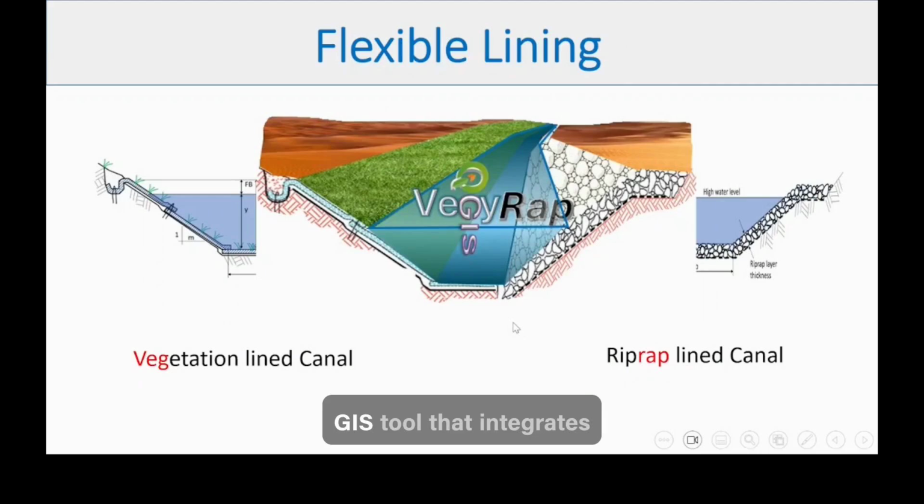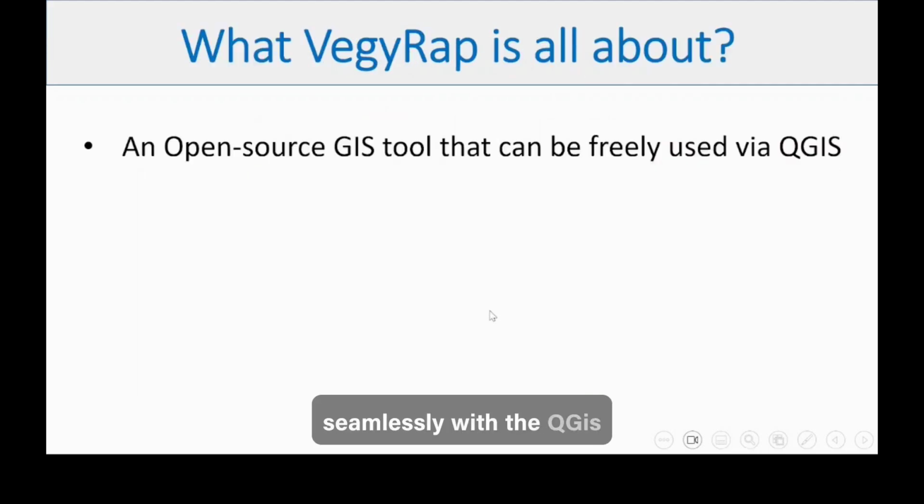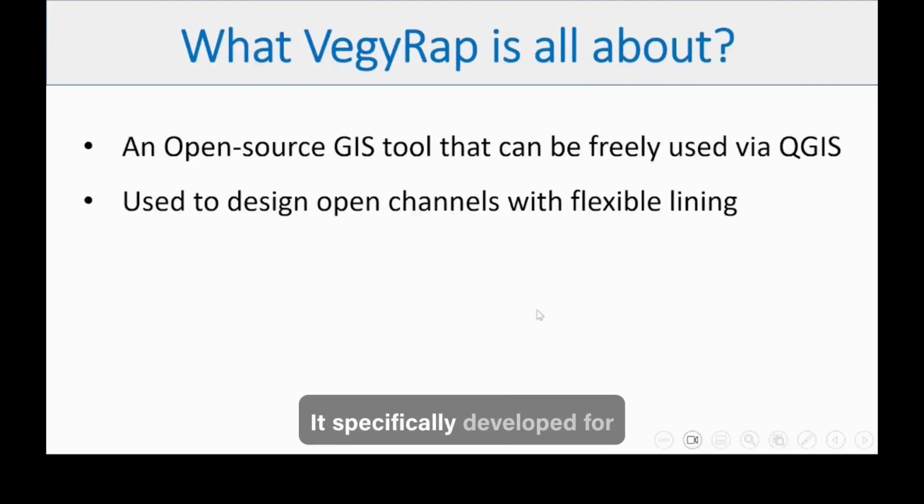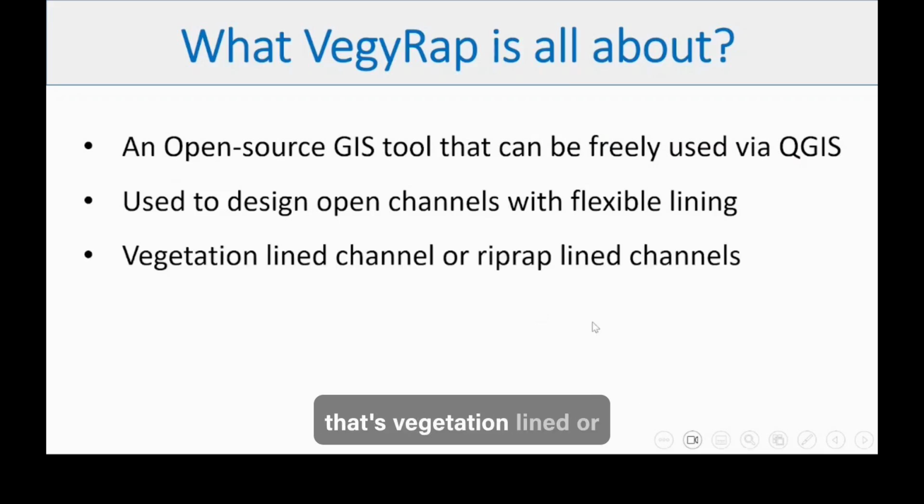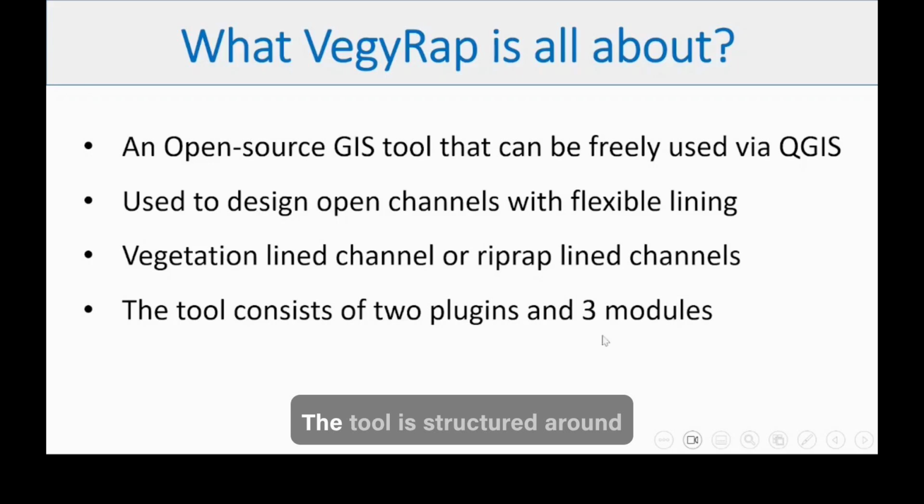VegyRap is an open-source GIS tool that integrates seamlessly with the QGIS platform. It's specifically developed for designing open channels with flexible lining, whether that's vegetation-lined or riprap-lined. The tool is structured around 2 plugins and 3 core modules. Let's take a closer look at the workflow.